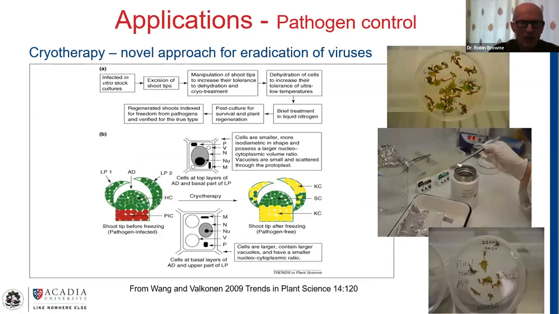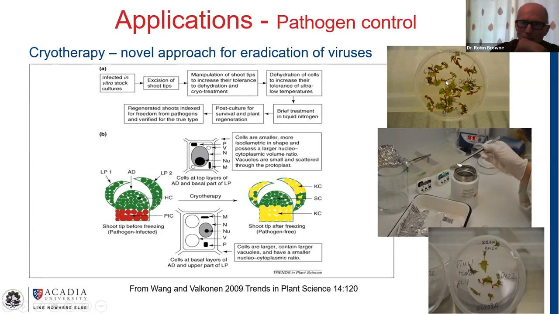The last application I wanted to address is pathogen control, and particularly cryotherapy, which is a relatively novel approach to eradicating viruses in grapevine. And I won't read all the captions here. Basically, what this approach boils down to is having a shoot tip in culture. The red cells here in this diagram represent infected cells, which tend to localize in the more differentiated cells of the shoot tip. These green cells would be the uninfected cells.